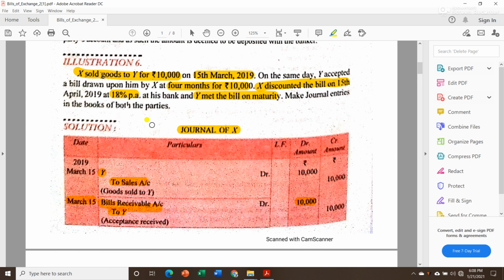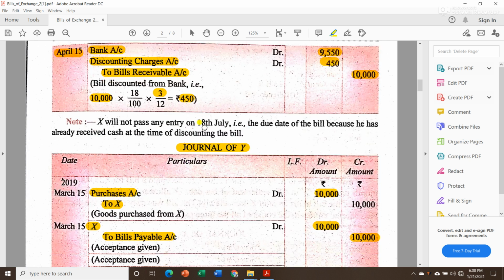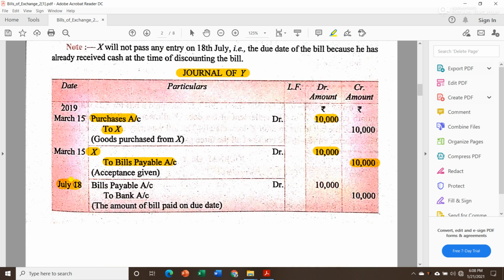Now let us see, 15 March, 4 months: count 4 months from 15 March, that is 15 April, 15 May, 15 June, 15 July, plus 3 days of grace, that is 16 July, 17 July, 18 July. So our due date is 18 July 2019. On that day Mr. Y paid the bill exactly. So bills payable he received from the bank and he paid the amount through his bank account, rupees 10,000.